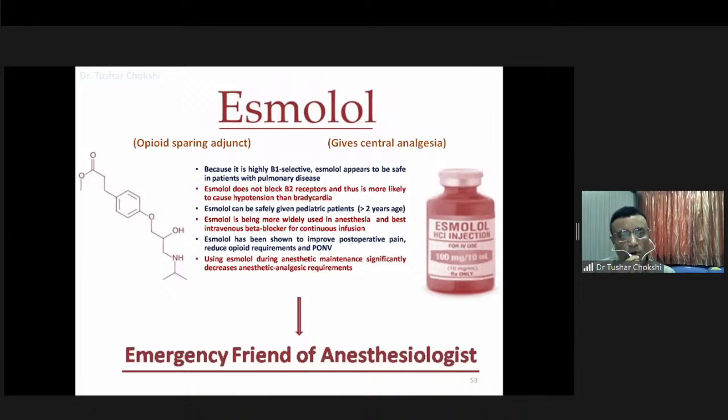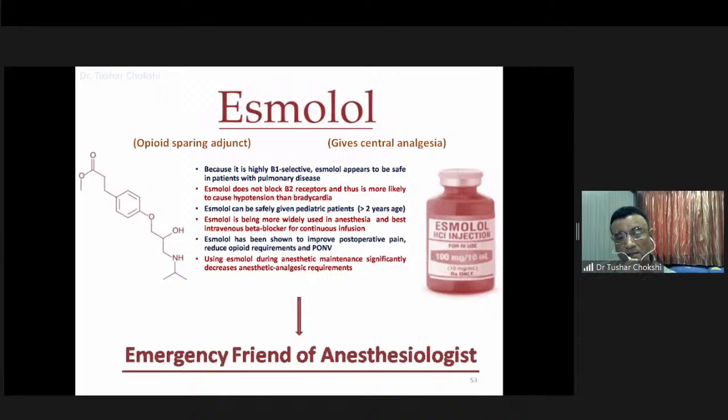Now, esmolol is one of the good weapons in my TIVA practice. It has an opioid-sparing effect, gives central analgesia, and I call it an emergency friend of anesthesiologists. Why? I do a lot of laparoscopic anesthesia, and in that, without anything else, I start an esmolol infusion in all my patients. The beauty of this agent is that it can be given even down to pediatric age, up to 2 years of age, because it gives central analgesia.